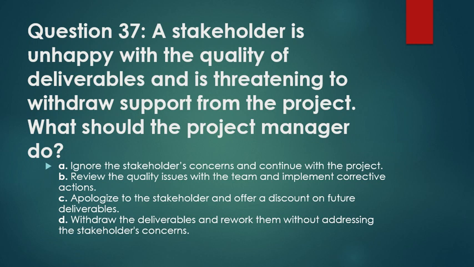Question 37. A stakeholder is unhappy with the quality of deliverables and is threatening to withdraw support from the project. What should the project manager do? Whether he should ignore, review the plan, apologize, or withdraw, what he should do.